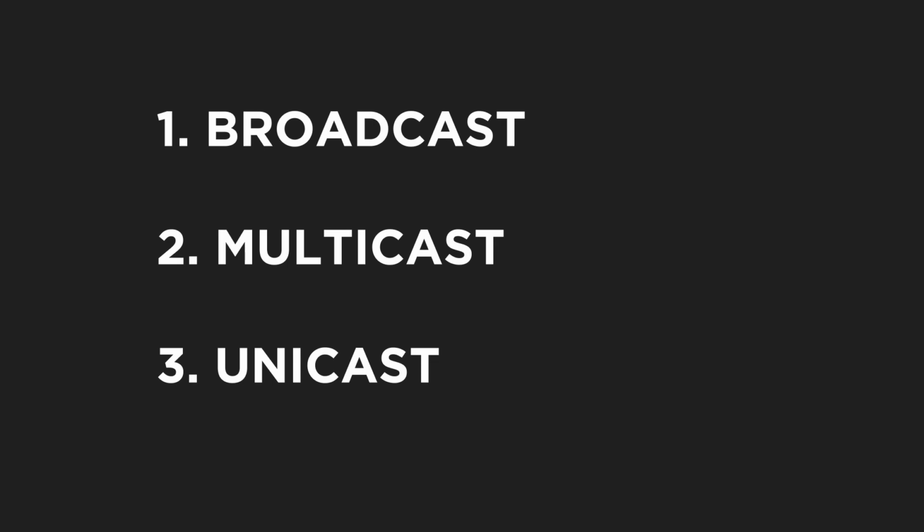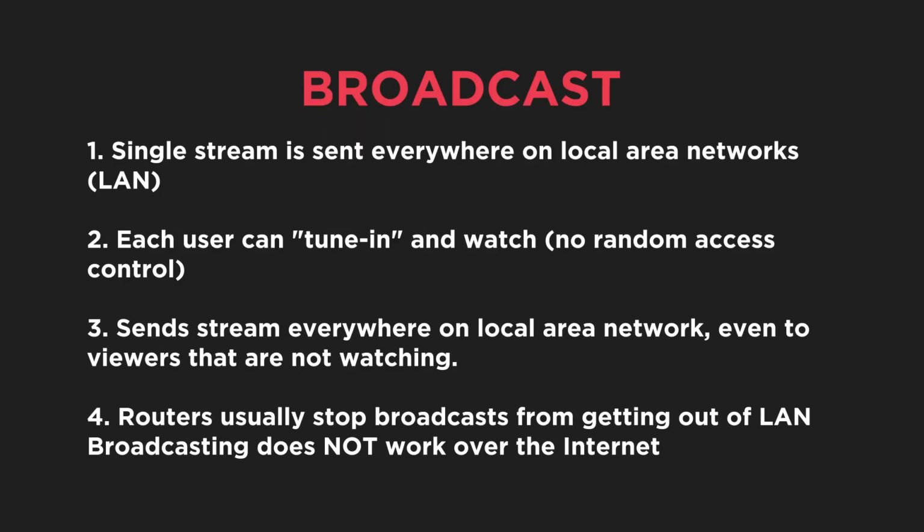Now, there are a few types of delivery. The first ones are broadcast, multicast, and unicast. For broadcast, a single stream is sent everywhere on a local area network, which we call a LAN. Each user can tune in and watch it. Broadcast sends a stream everywhere on a local area network, even to viewers who are not watching. Each router usually stops the broadcast from getting out of the LAN. Broadcasting does not work over the internet.